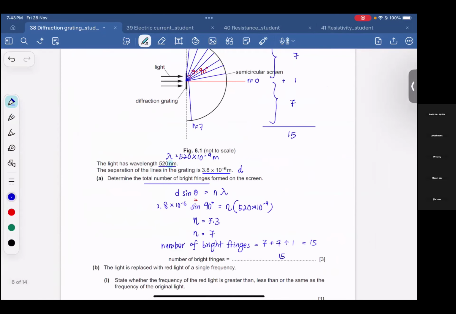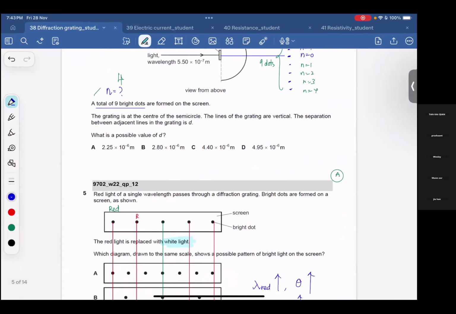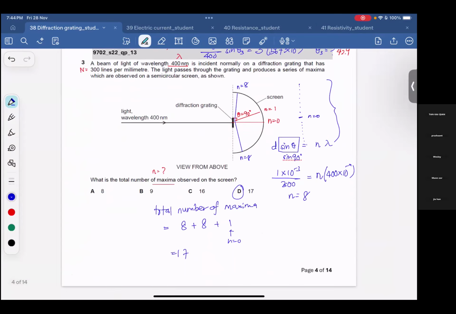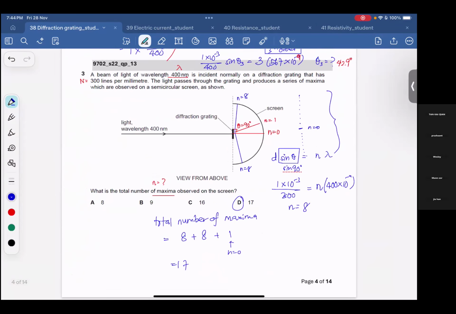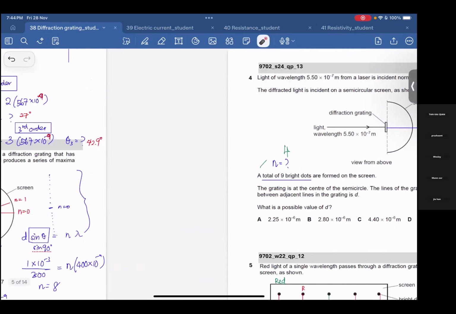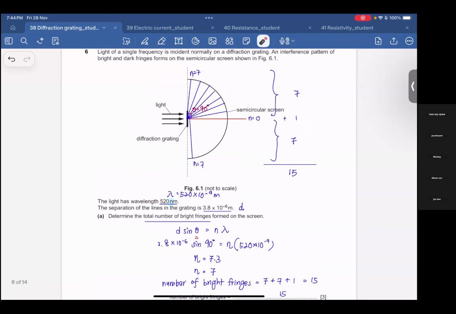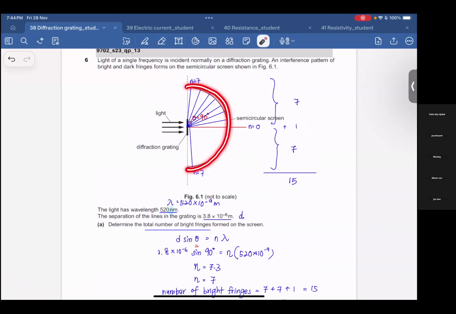Okay, is that clear? This question is the same as this one. What is the total number of maxima observed on the screen? In the end, I calculated n equals 8, so the upper part is 8, the bottom part is 8, plus the center, n equals 0. This one is also the same. We calculate n equals 7, upper part 7, bottom part 7, plus the center one. This is the total number of bright dots we can observe along the semicircular screen.